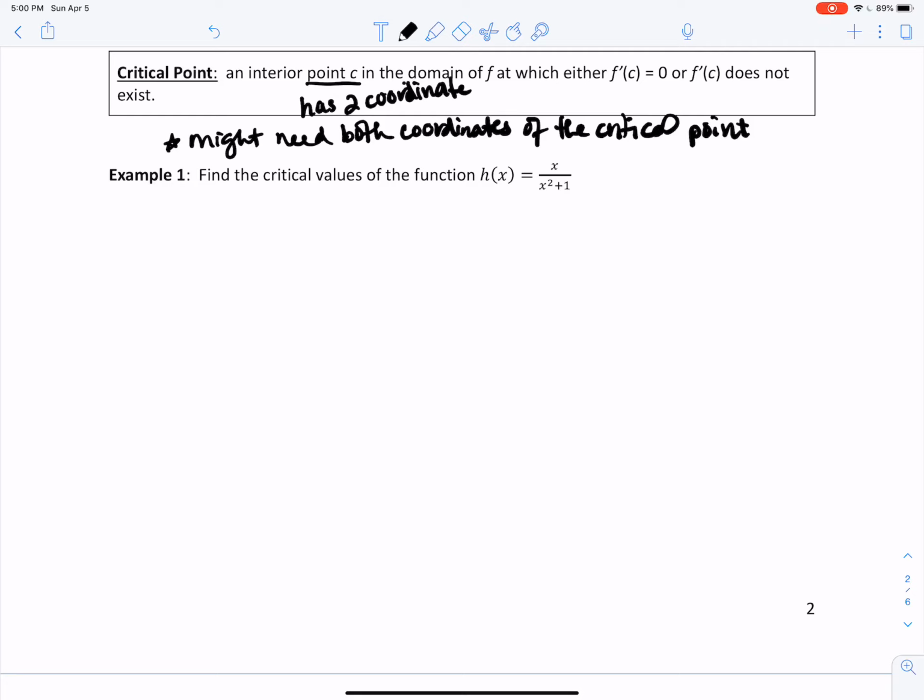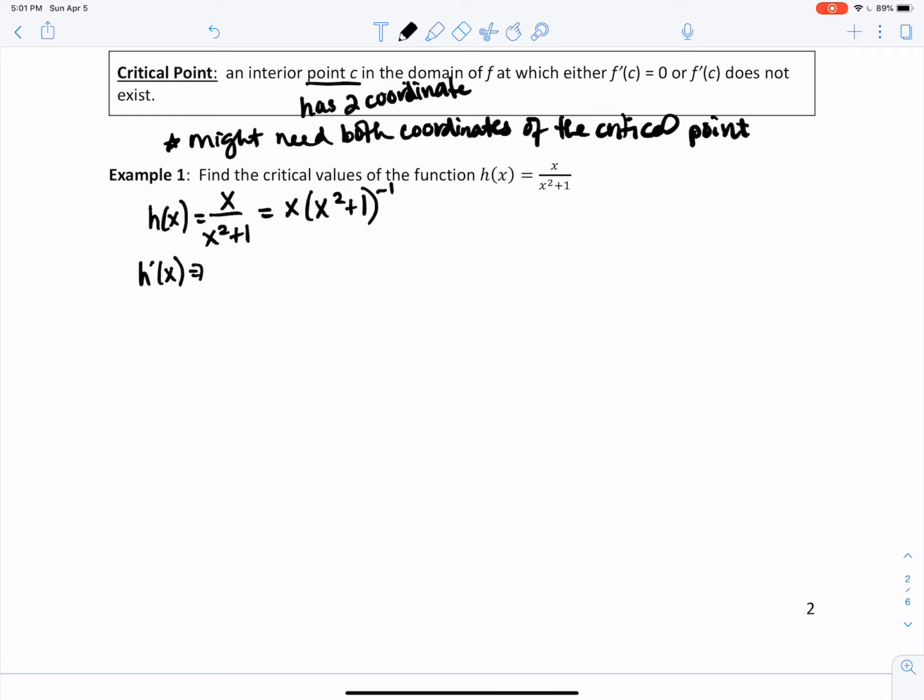So the first thing you want to do to find those critical values is take the derivative and set it equal to 0. Before I do that, I have h of x equals x over x squared plus 1. I'm going to rewrite my function h of x. So instead of using the quotient rule, I can use the product rule to take the derivative. So I want to find h prime of x.